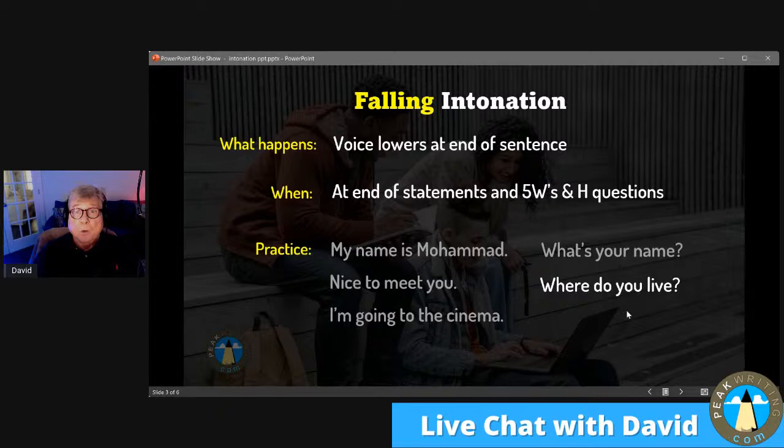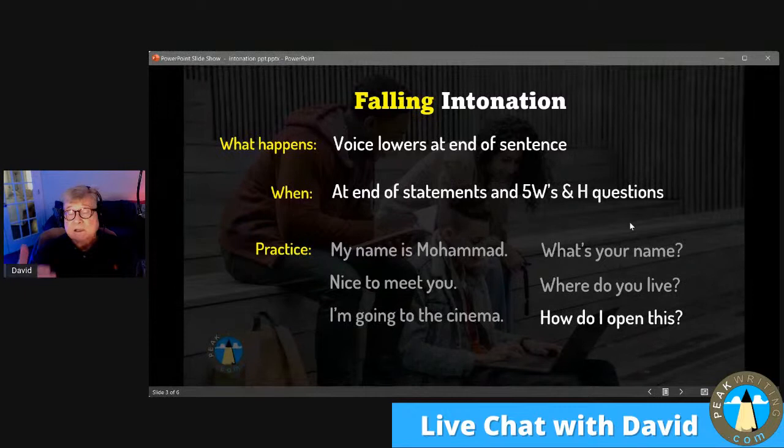Where receives the major intonation? Because it signals that a question is coming, a where question. How do I open this? How do I open this? You hear the falling intonation on this. So take those sentences, as well as the audio that you just heard, and make sure that your voice is following that up and down pattern, and that it ends in the down or the falling intonation pattern.